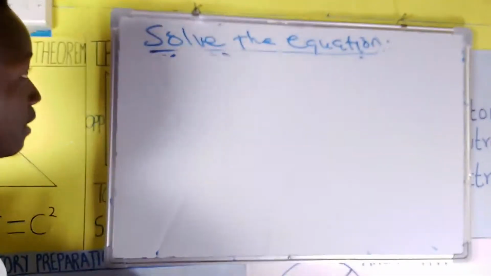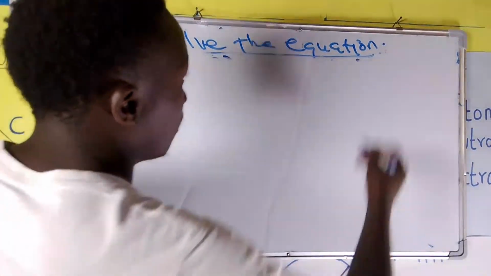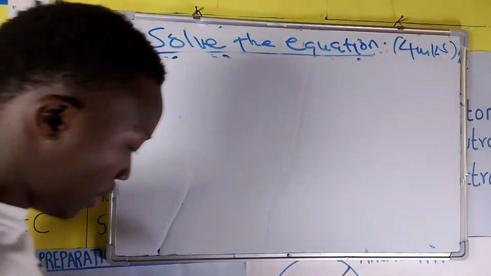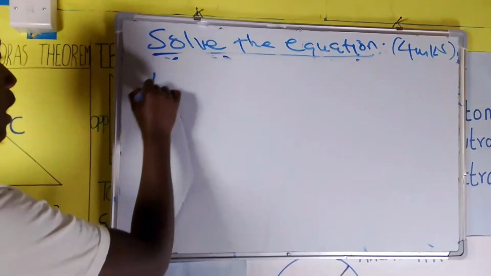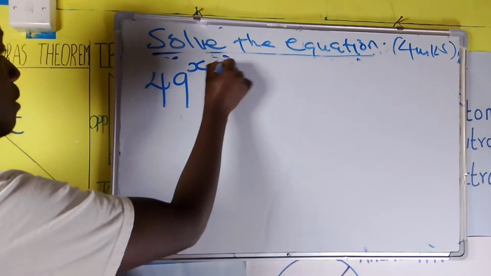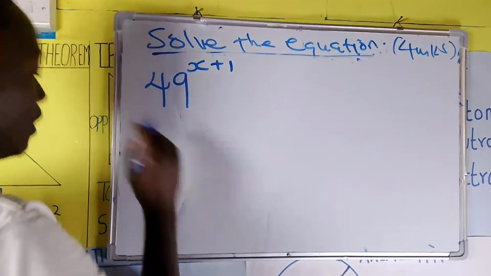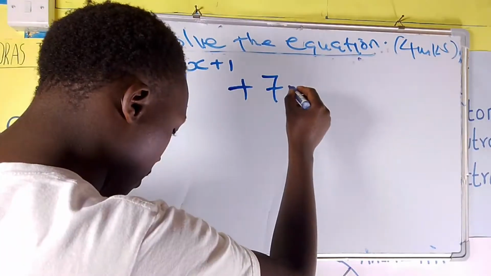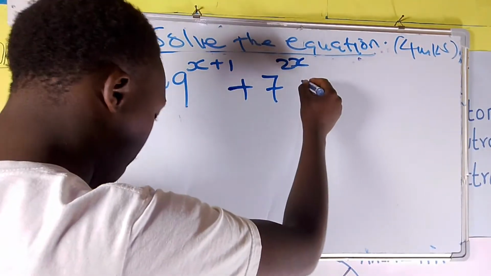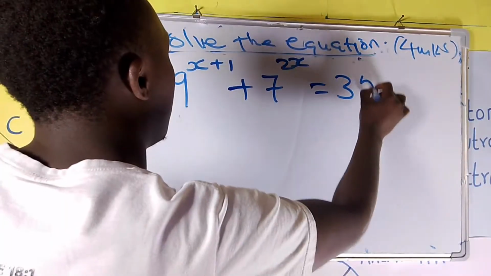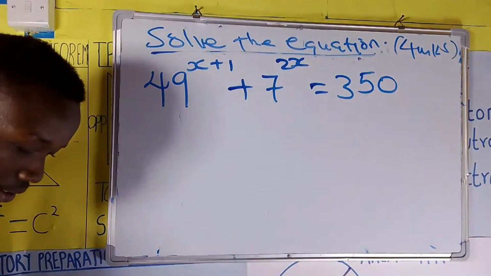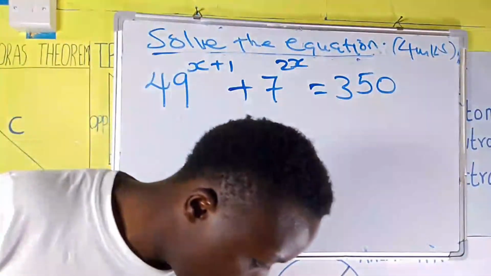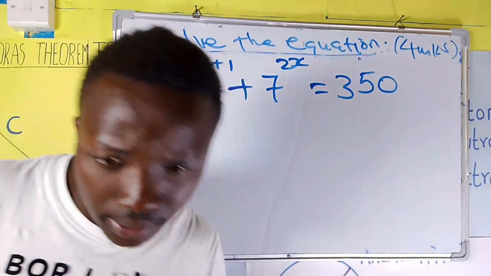Find the value of x, or solve the equation. 4 marks. By solving, you know you are finding the unknown. 49 to power x plus 1 plus 7 to power 2x is equal to 350. Do that quickly and give me the answer.